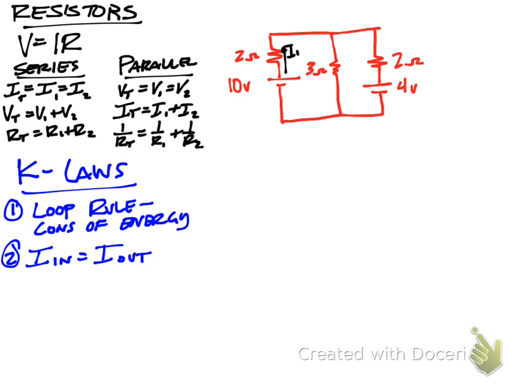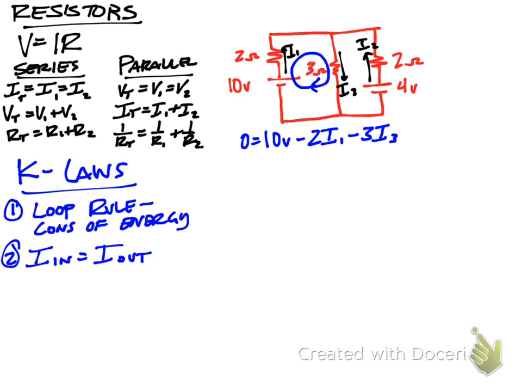So we're going to guess current 1 runs this way, current 2, because it's with the second battery, runs that way, and current 3 goes in that direction. Now, what we do with Kirchhoff is choose loops. And so the first loop that I'm going to choose is this one. I go in the direction of my arrow. So for my first loop I have 0 equals 10 volts minus 2 times I1 minus 3 times I3.